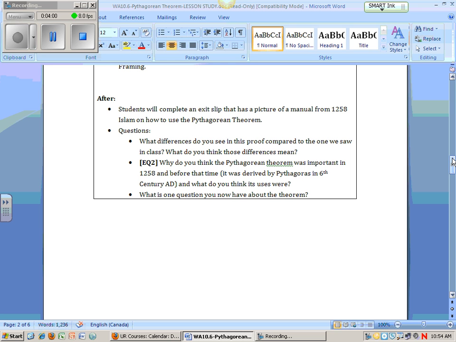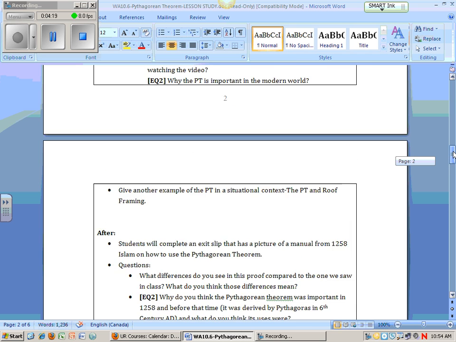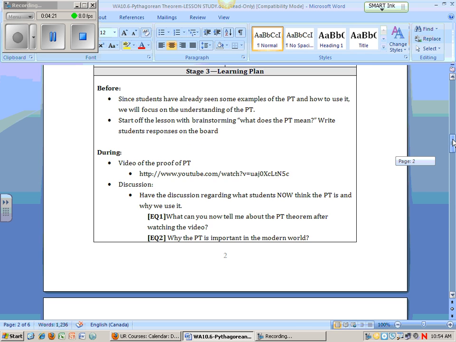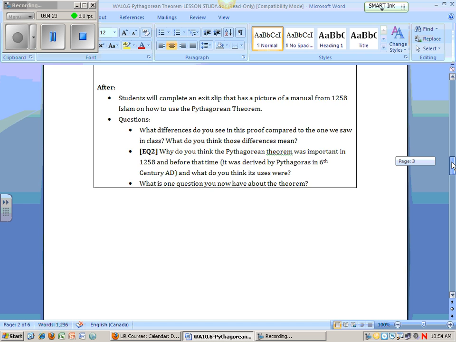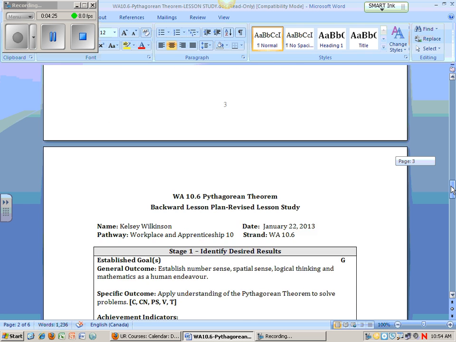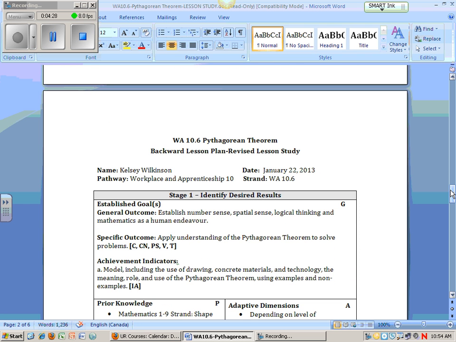Why do you think the Pythagorean theorem was important in 1258 and even before that time, since it was derived by Pythagoras in the 6th century AD? And what do you think its uses were? So kind of a historical context. Why was it so important in the 6th century? And what is one question you now have about the theorem? So that was our original lesson plan, more of the understanding of the Pythagorean theorem. And Ali will tell you guys about our lesson study and what we revised.